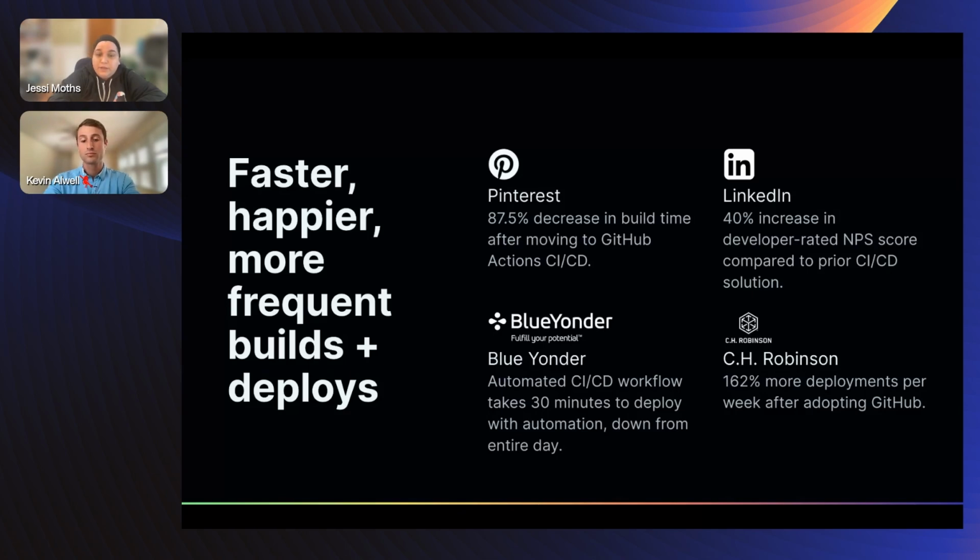Blue Yonder has a 30-minute deploy window, down from an entire day, with that automation of CI/CD. And at CH Robinson, they were able to move to 162% more deployments after adopting GitHub. So these are some real numbers, right? Things that you would love to be able to go tell your leadership, hey, we have this return on investment. I'm not making any of this up. This is what these customers have really told us that they've been able to achieve with GitHub. So we'd love to be able to talk to you about how to achieve that for your organization as well.